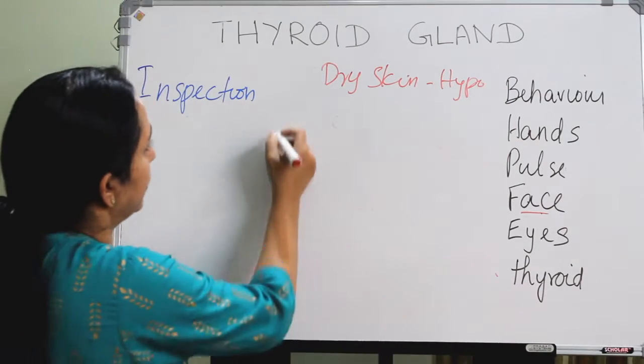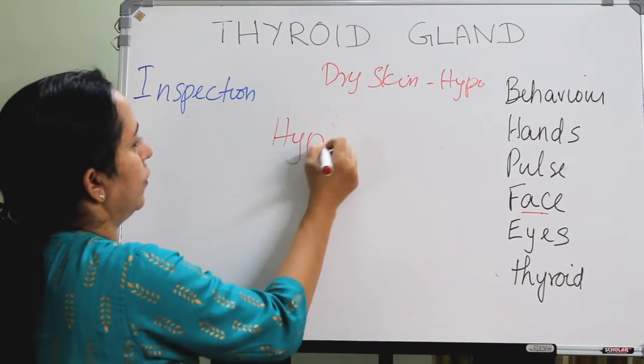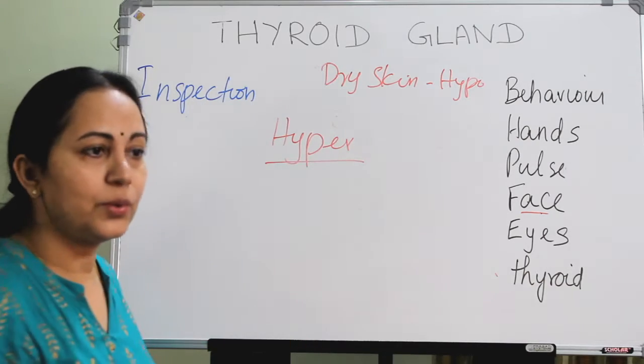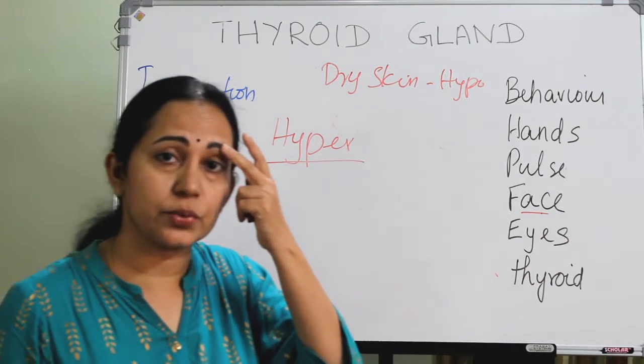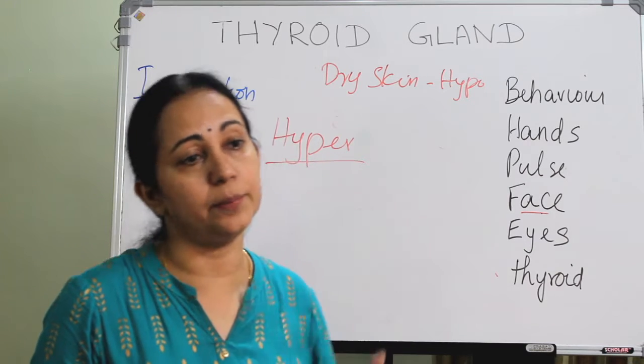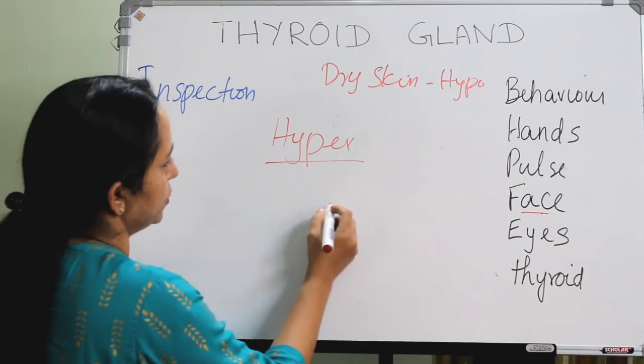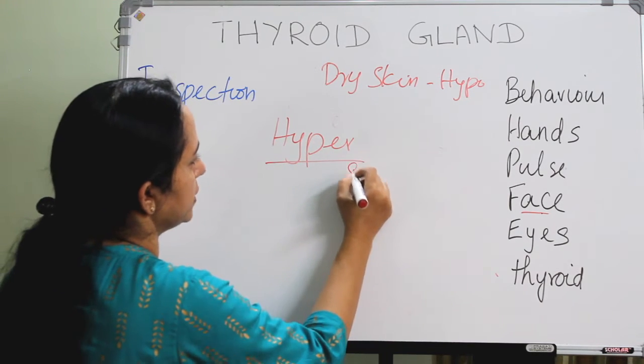And in hyperthyroidism, what will happen? You know, there will be sweating, and also there will be loss of outer third of the eyebrow. Okay, so there will be sweating.